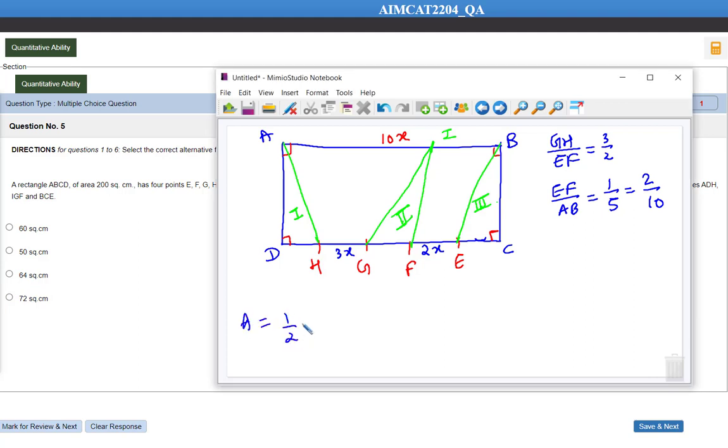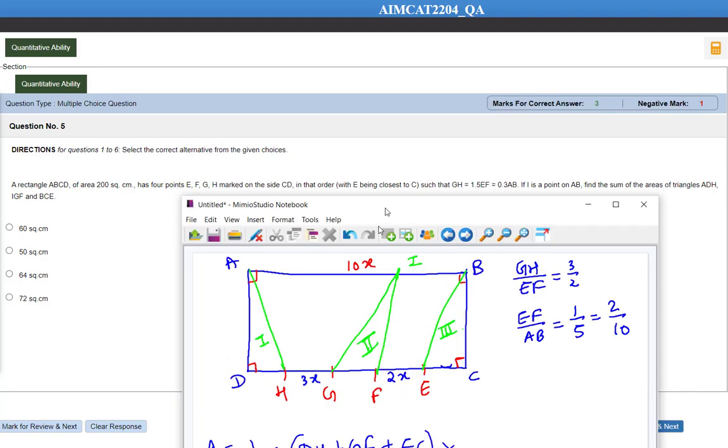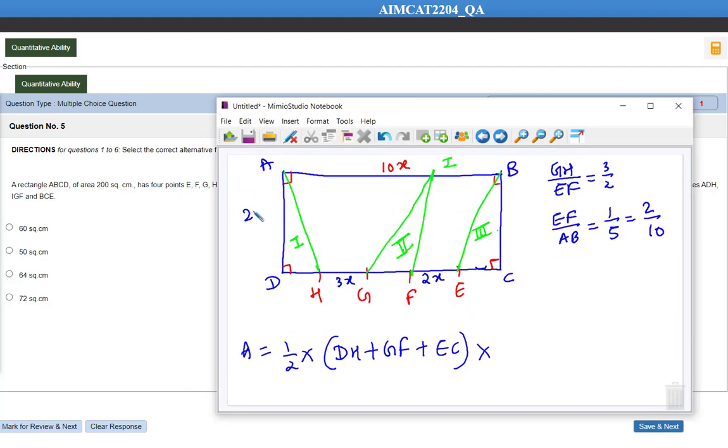Half into base into height. Can I write base as DH plus GF plus EC, into height? It's the same. We know the area of this rectangle is 200, so height becomes how much? 200 by 10x, because we considered length as 10x, so breadth becomes 200 by 10x. So height becomes 200 by 10x. That is equal to 80.